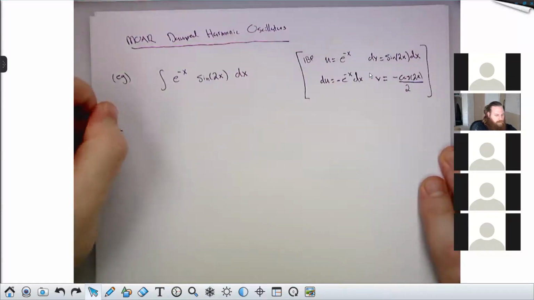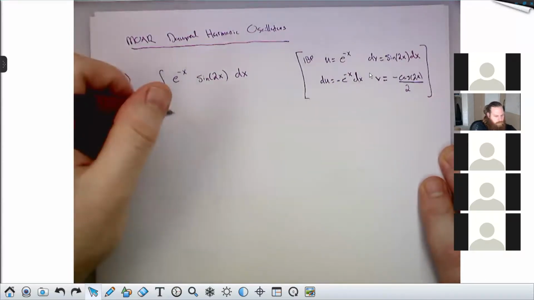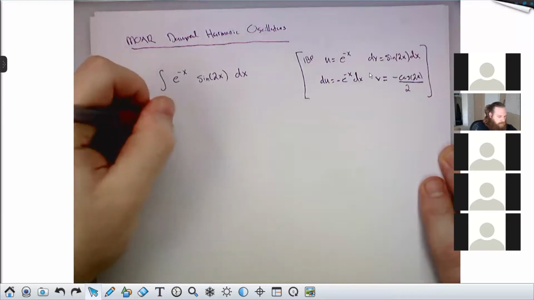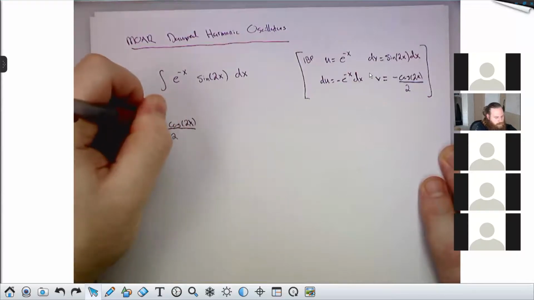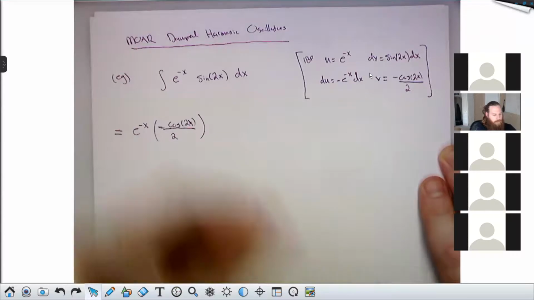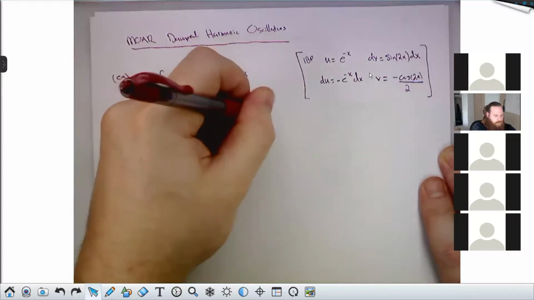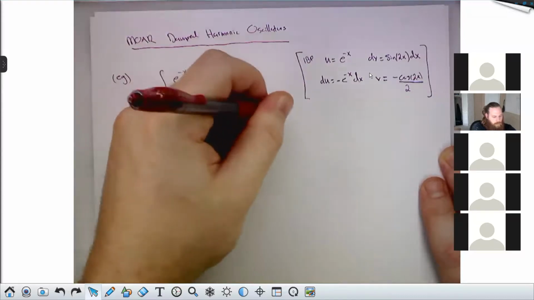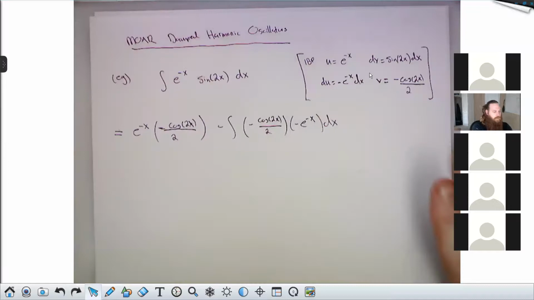And then we apply the IBP formula. So u times v, there's a negative here, I'll make that clear, minus the integral of v times du. So that's negative cos 2x over 2 times negative e to the negative x dx. And again, when you're multiplying these things, please put them in parens so that it's clear that, for example, this is not being subtracted, but that you're multiplying those two.